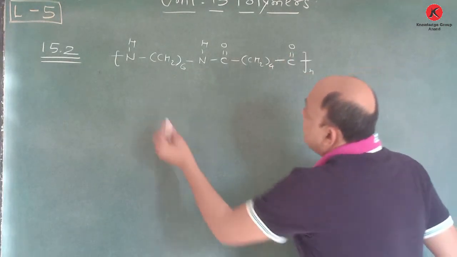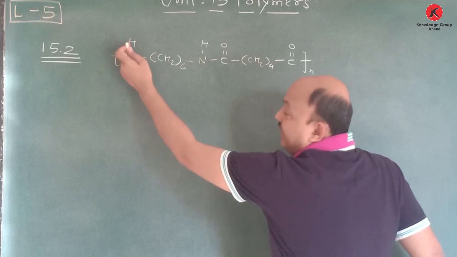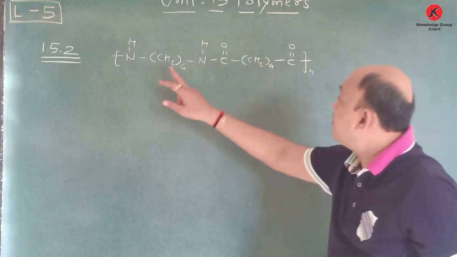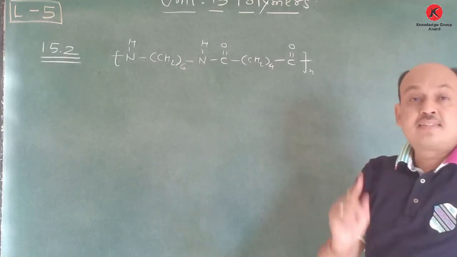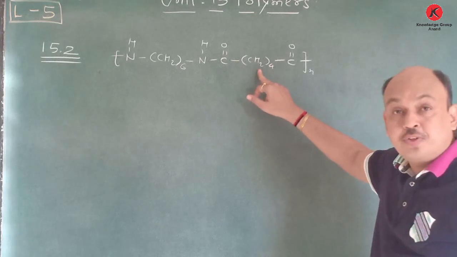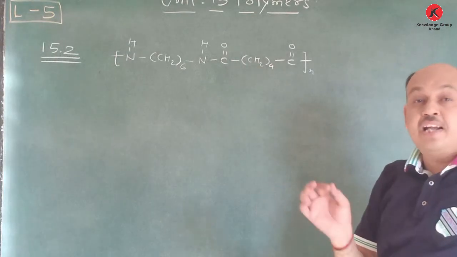So understand, here this is nothing but NH2. Suppose we write here H2 and here H2. So NH2, CH2 6 times, NH2 is nothing but hexamethylene diamine. And this is COOH, CH2 4 times, COOH. It is nothing but adipic acid.